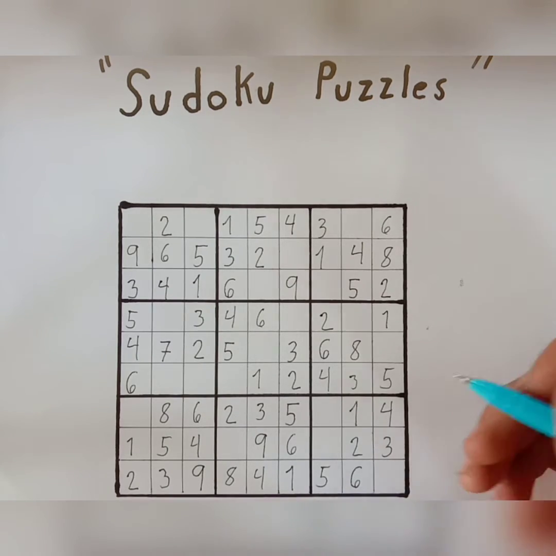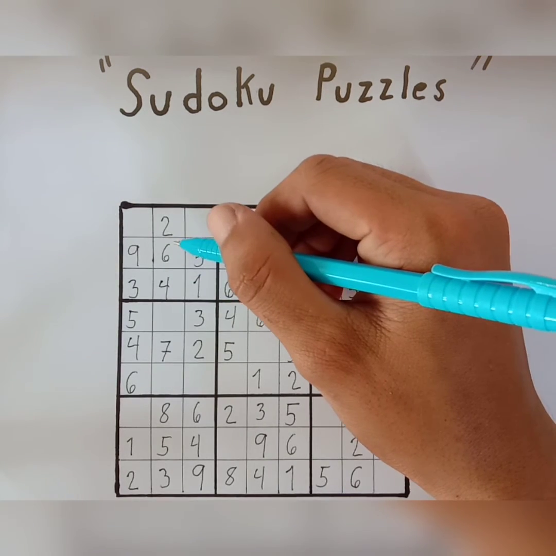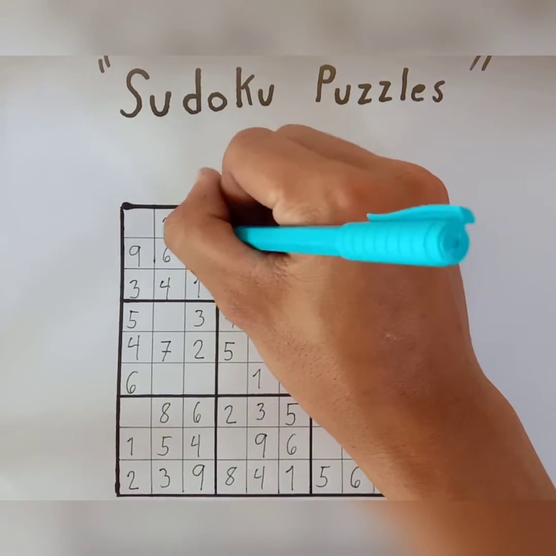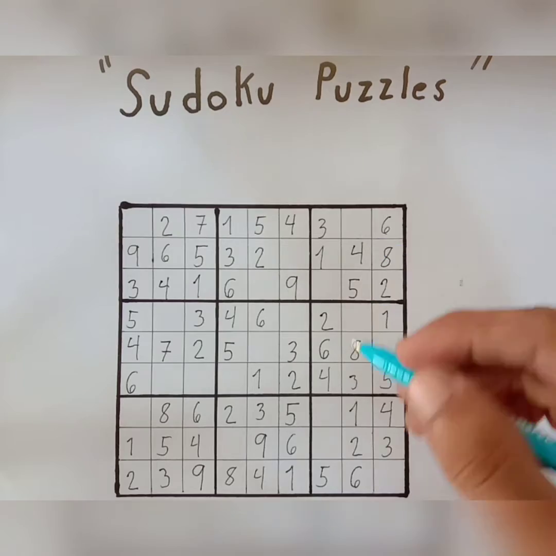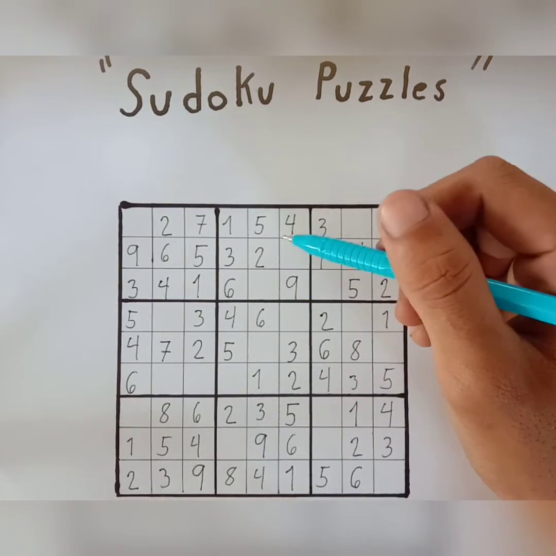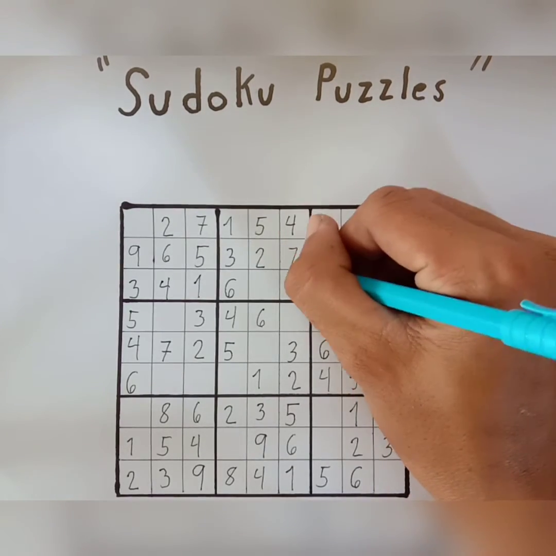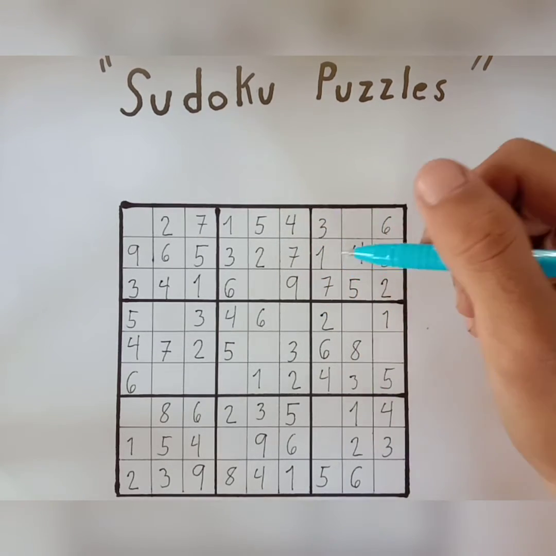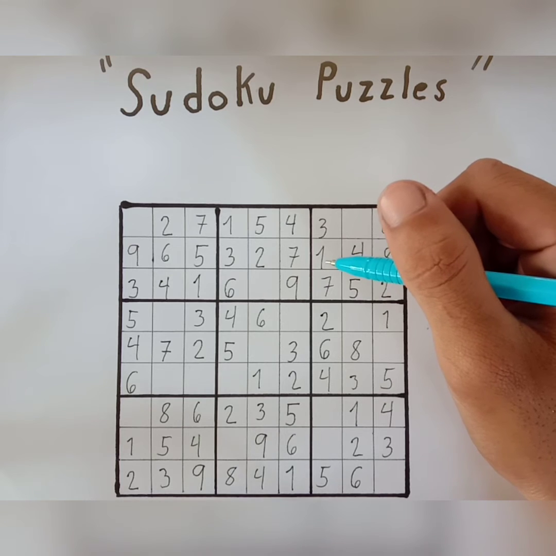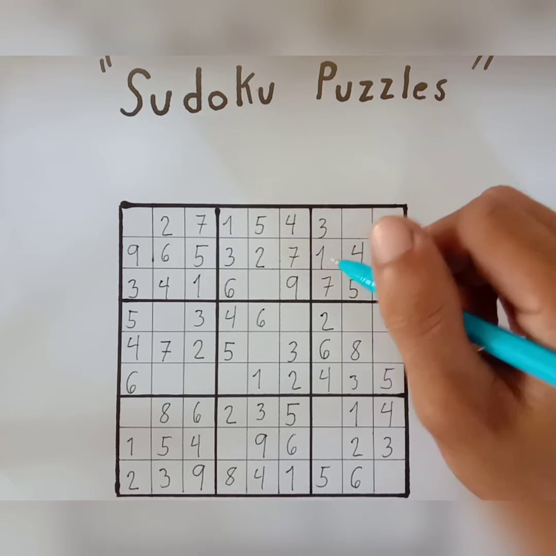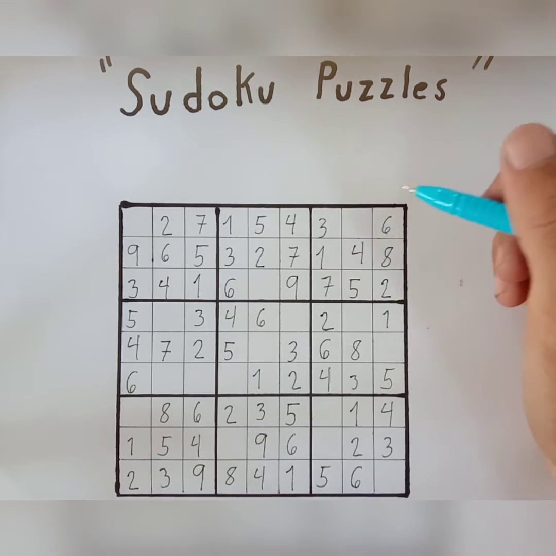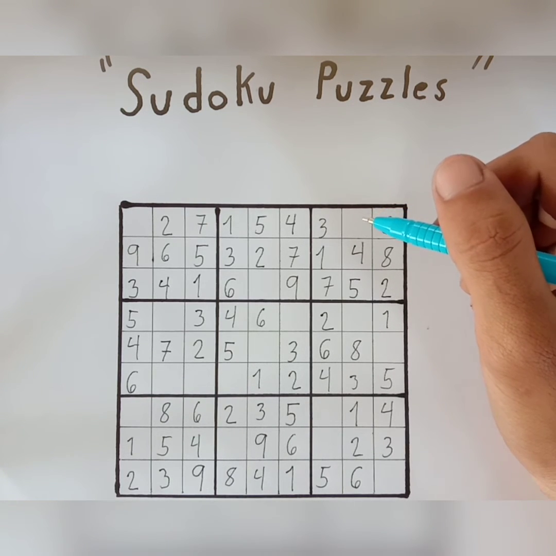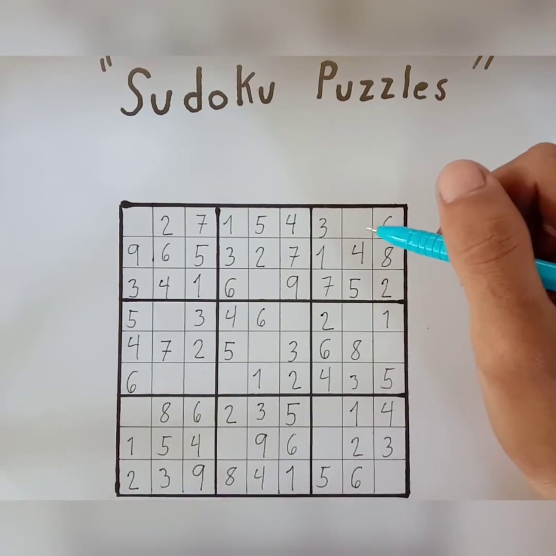Let's proceed to the number 7. In the first box of the first row, there is no number 7. We can write it here because there is a number 7. In the second box, there is none. We can write this and this. You're going to replay this video to familiarize yourself with this. It is easy when you solve it, and it is interesting.